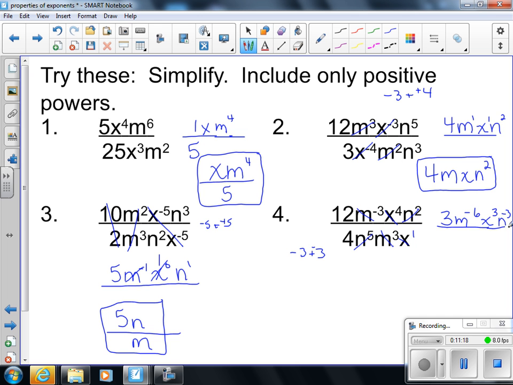Now what do I need to do? I need to do a lot of shuffling, don't I? You have to throw some things down in the basement. What are they? Will the 3 stay where it is? Okay, what about the m? Nope, it goes down. So it's m to the 6th. X stays on top. N down below. That's your final answer. Okay, any questions so far?